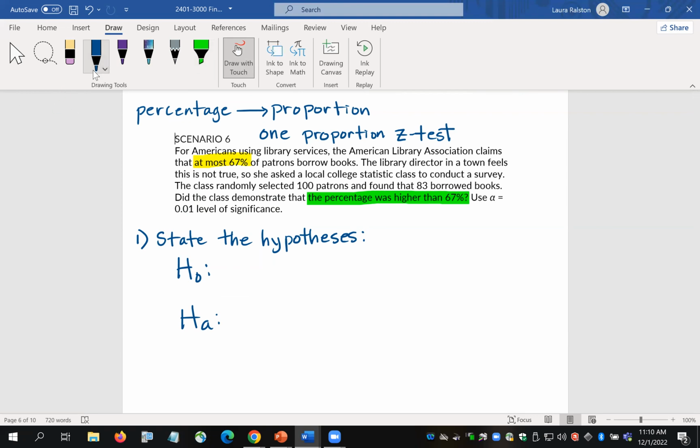So really your hypothesis in this problem is this statement here. This was the hypothesis of the class, that the percentage of patrons who borrow books is higher than 67%. So higher to me would imply greater than, which means that particular statement is the alternative. So we're saying that our proportion is higher than 67%. Remember, we do write the percentage as a decimal, and this is the one that's given.